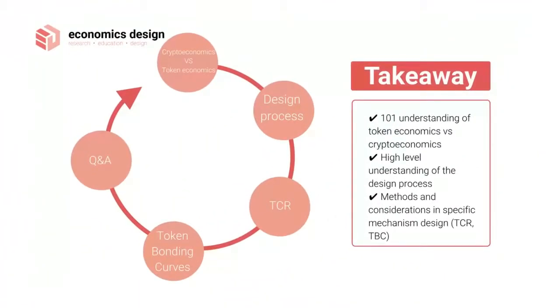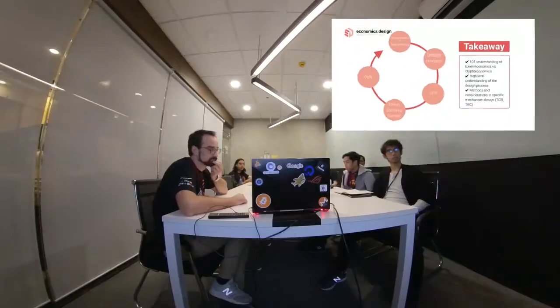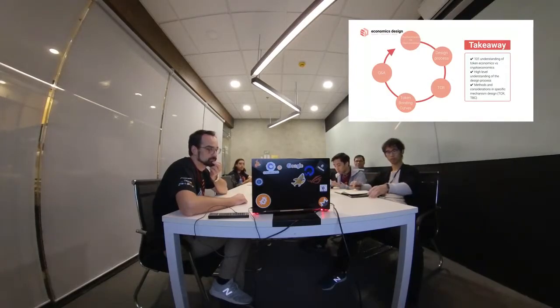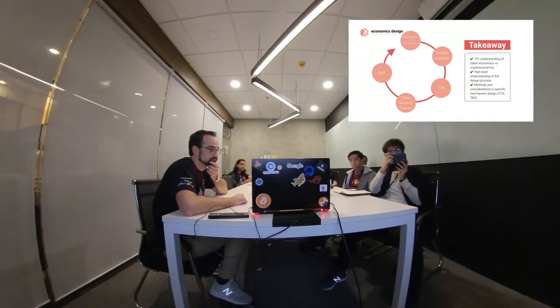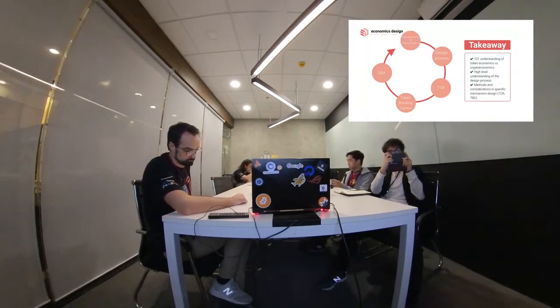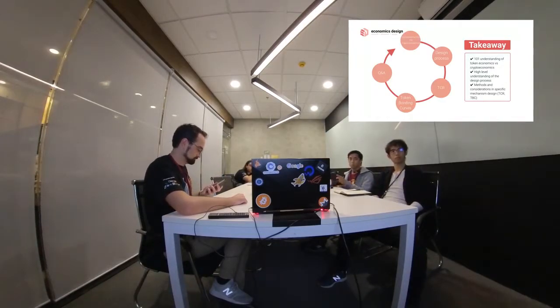We're going to talk about crypto economics versus token economics. We're going to look at the design process of how to create a tokenized ecosystem. And we're going to look at some token engineering stuff like TCR and token bonding curves. Then we're going to end it with a Q&A. So by the end of this, you should have a very basic understanding of token economics versus crypto economics, a high-level understanding of the design process, as well as the methods to consider when you are creating the token, which you guys will be doing today.